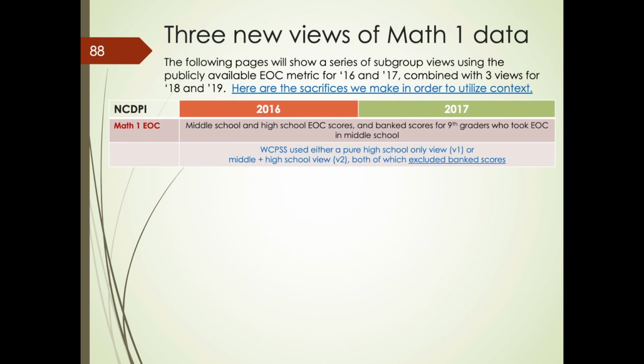So let's talk about the new views of Math 1 data and how that compares just real briefly with the Wake County calculated metrics, and what are we giving up if we instead use the standard metrics. So first of all, 2016 and 17, the data I've been showing, what that metric shows is middle school and high school EOC scores and bank scores for ninth graders who took the EOC in middle school. So what Wake County uses is a pure high school only view. And that's their version 1 data that I talked about in part 3 of the video series, or the middle school and high school view, which is V2. Both of those exclude bank scores. So the main difference here is the bank scores are excluded in the Wake County view.